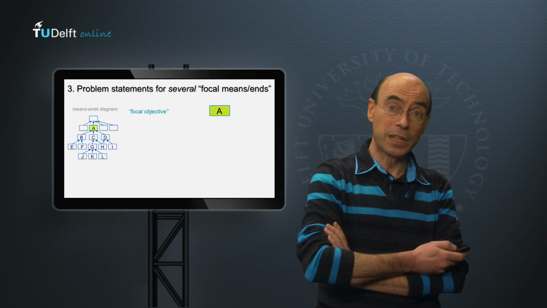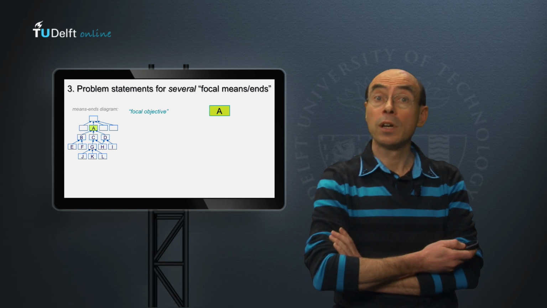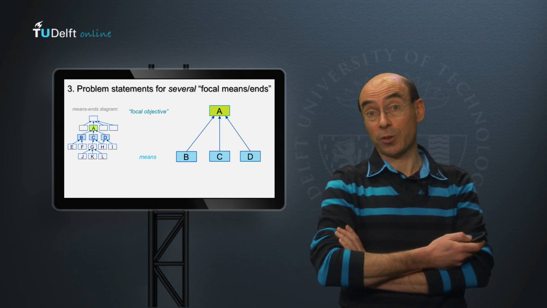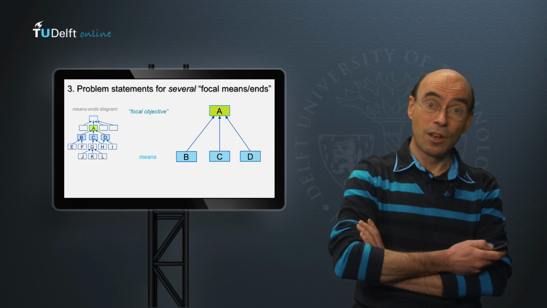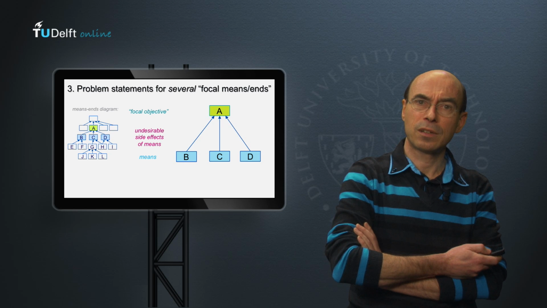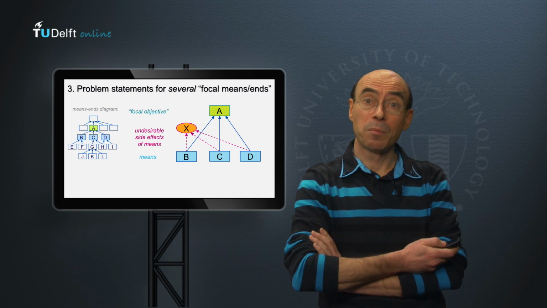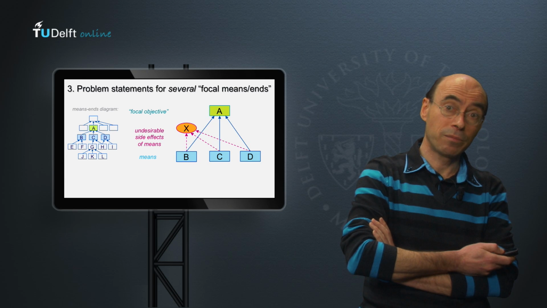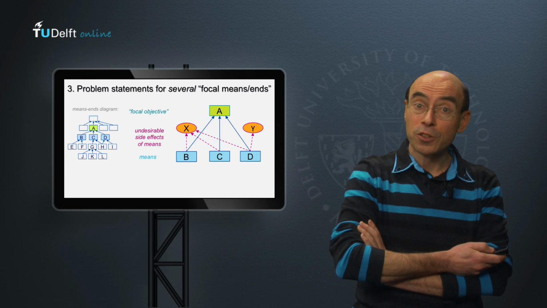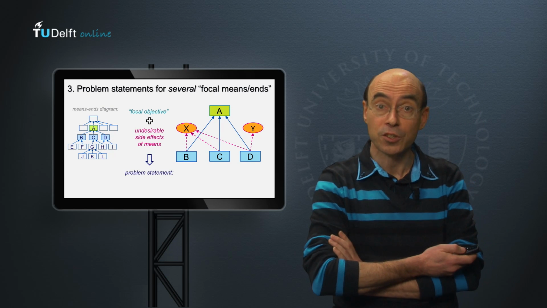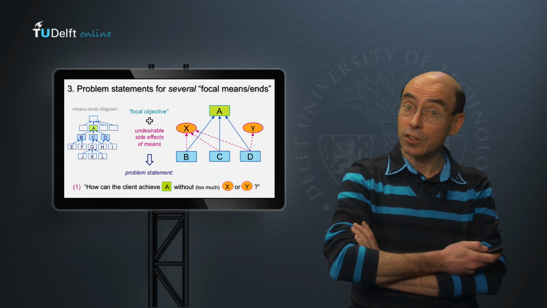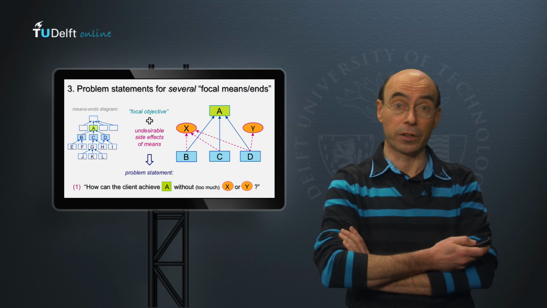First, you pick a box in your means-ends diagram and you take this, for now, to be your client's focal objective. The diagram will then give you the means that your client may use to reach this objective. For each means, you then consider what side effects may occur when your client would use it. Means usually cost money, but you will often find other side effects as well. There may be safety issues, environmental issues, and so on. The focal objective, together with the undesirable side effects of the means to achieve this objective, will produce a good problem formulation. How can your client achieve one without causing too much of the other?